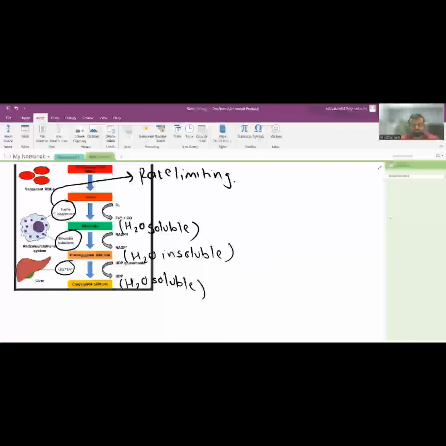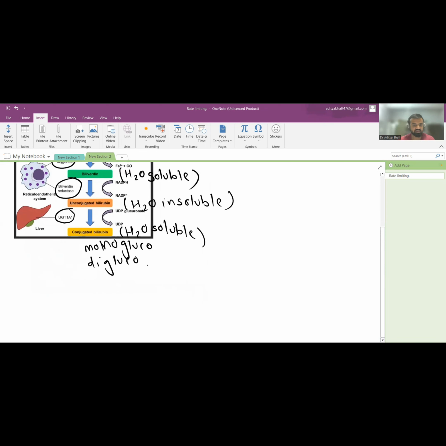Now this conjugated bilirubin will go to the enterohepatic circulation, and it will directly be absorbed back. This UDP glucuronate can be converted into monoglucuronate, or it might be diglucuronate. Now, there are two terminologies that you should understand. One is unconjugated bilirubin, and second is conjugated bilirubin.